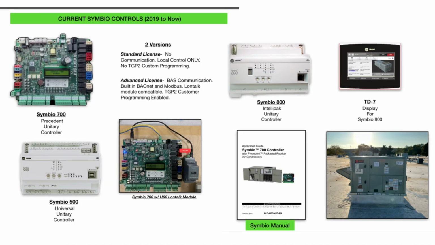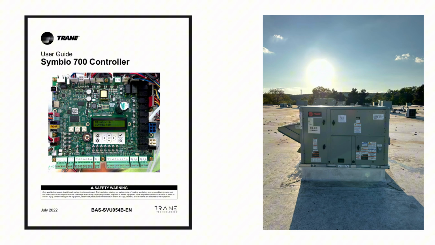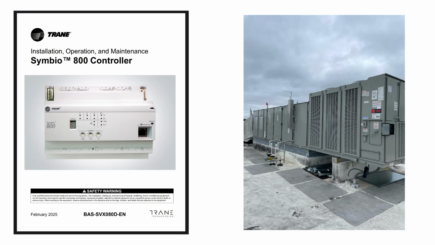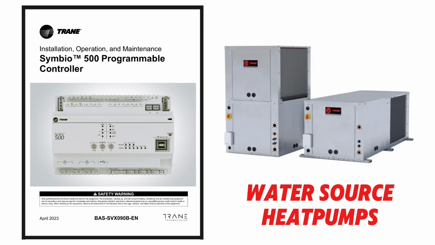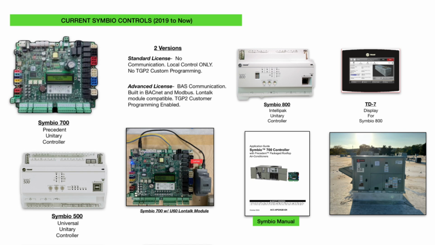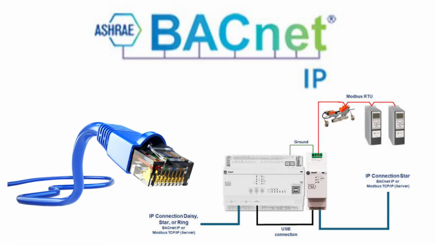Today we arrive in the Symbio era. Symbio 700 for rooftops, Symbio 800 for IntelliPacks and chillers, and the Symbio 500 for terminal units represents Trane's most modern generation of controls. Unlike earlier systems that relied only on a two-wire communication bus, the Symbio line is built around BACnet IP and Ethernet, giving it faster, more reliable communication and aligning it with the standards that the rest of the industry is using.